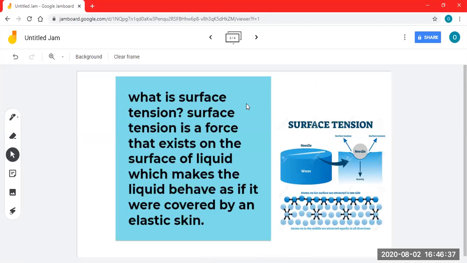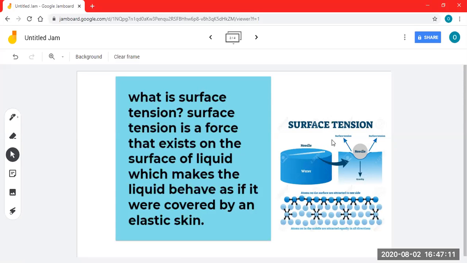I said, what is surface tension? That's the first objective for today's class. Surface tension is a force that exists on the surface of liquid, which makes the liquid behave as if it were covered by an elastic skin. What do we mean by that? We can see a diagram very close to the definition that describes what we are saying.